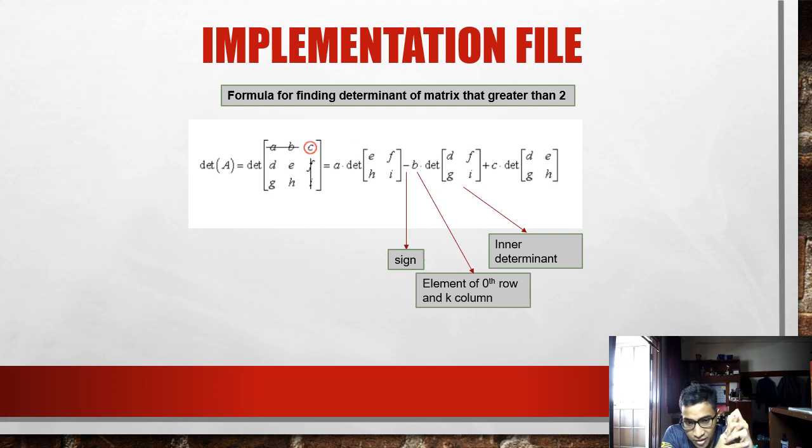This is the formula for finding the determinant of a matrix greater than 2. If you want to make it 6 times 6, 7 times 7, 15 times 15, you can use this formula. It is actually A dot determinant B dot C, where B is the next sign. That's why I use power: negative 1 power of 1 is negative 1, negative 1 power of 2 is equal to 1. The element of the 0th column and k, which means first row, k column, and then the inner determinant, the recursive function call.